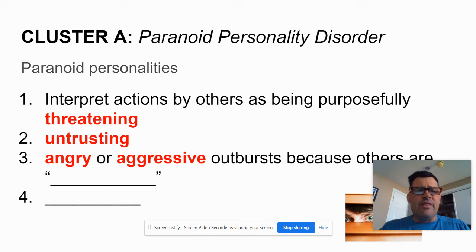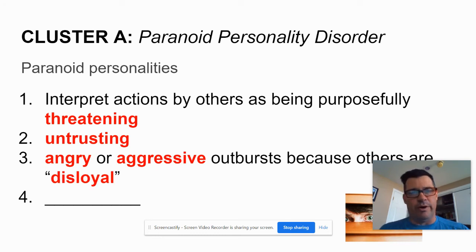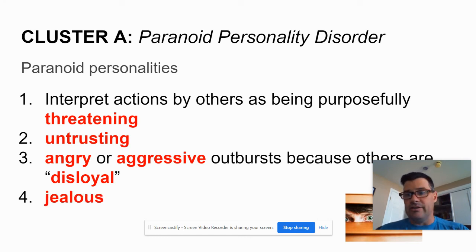They often have angry and potentially physically aggressive outbursts, because they think other people are disloyal. Man, you're supposed to be loyal to me. And they are very angry anytime they think someone isn't loyal. And whether they are or not, this person thinks that they are not loyal. So therefore, they're angry.